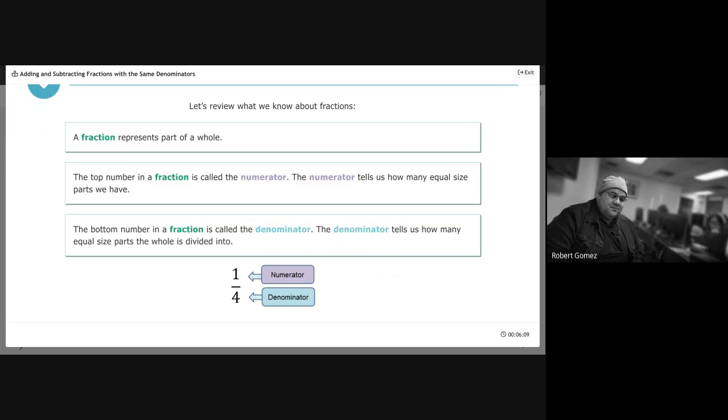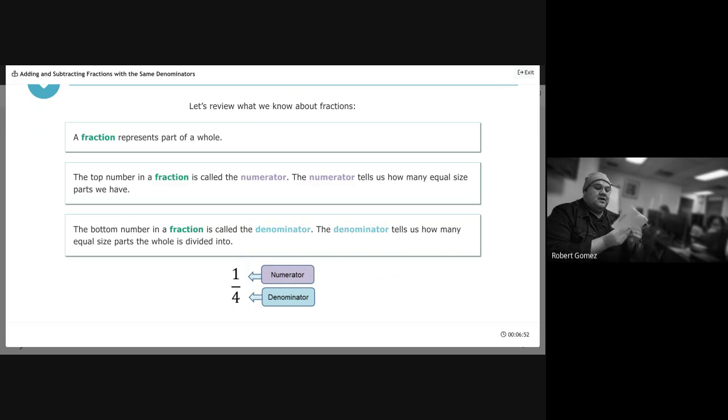So just remember, in a fraction, we have the top number. That's the numerator. And the numerator tells us how many equal sized parts we have. So for example, here I have 1, 2, 3, 4, 5, I have 5 equal parts. Now, let's say I take it apart. So let me fold this up to signify that I only now have fewer parts.